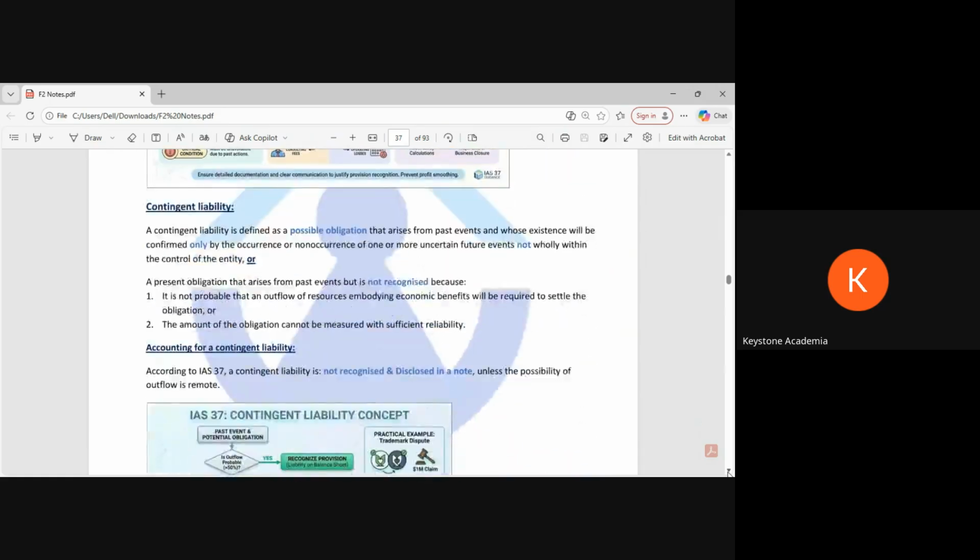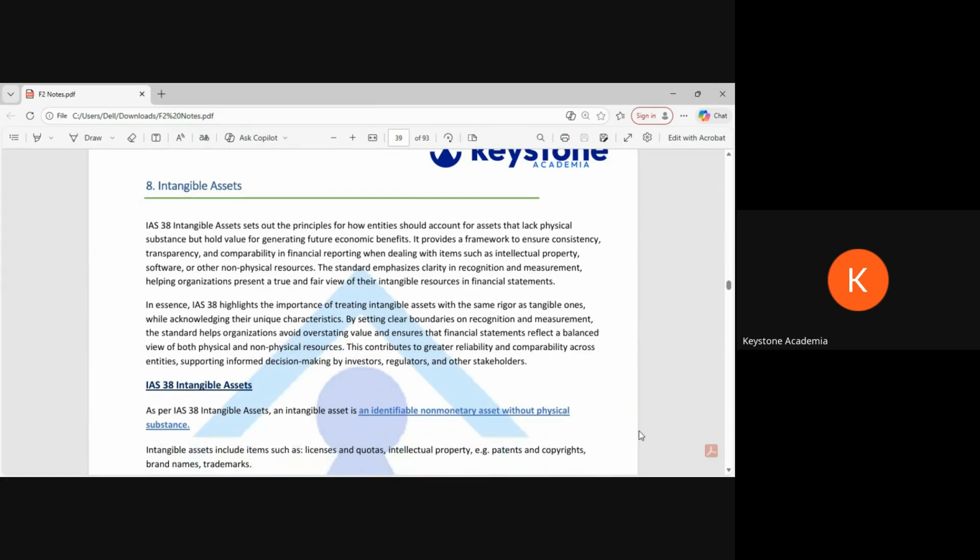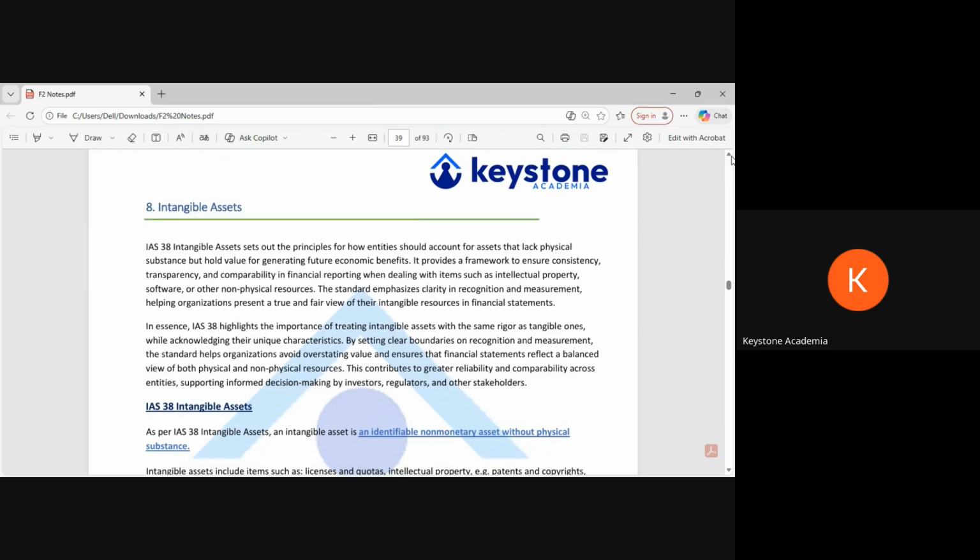Then after this chapter, we'll start with intangible asset. Intangible asset is important for us. These 3-4 standards are important for us. So firstly, what is intangible asset? Technically, if you even start with the basic asset, what is asset?